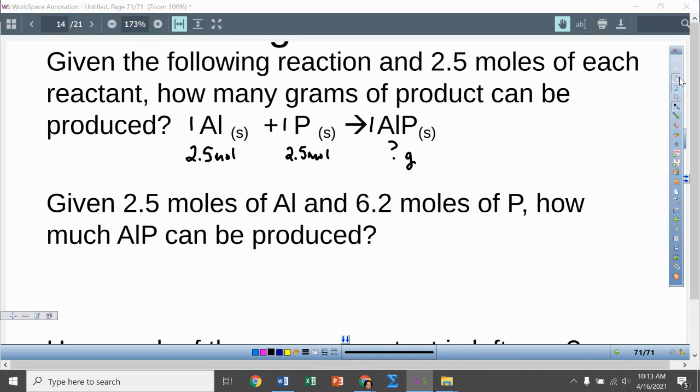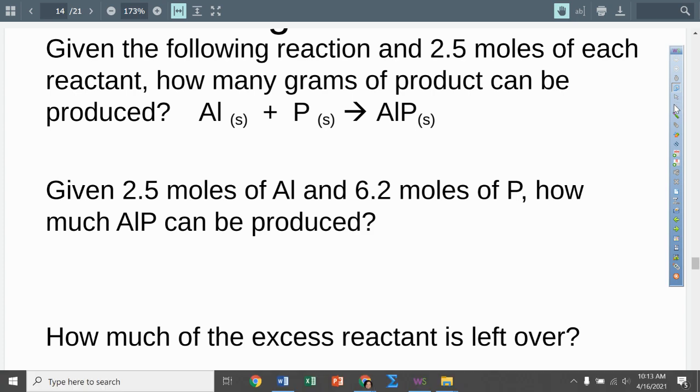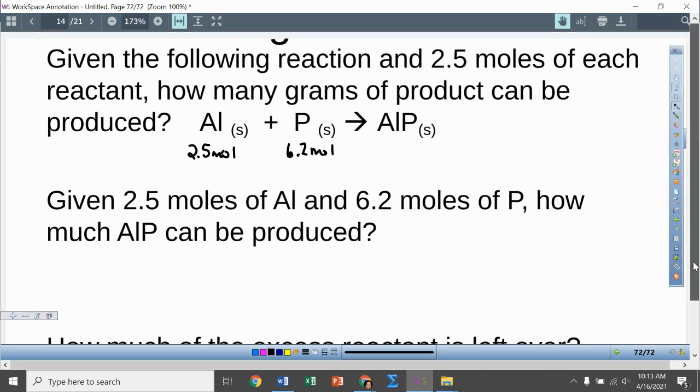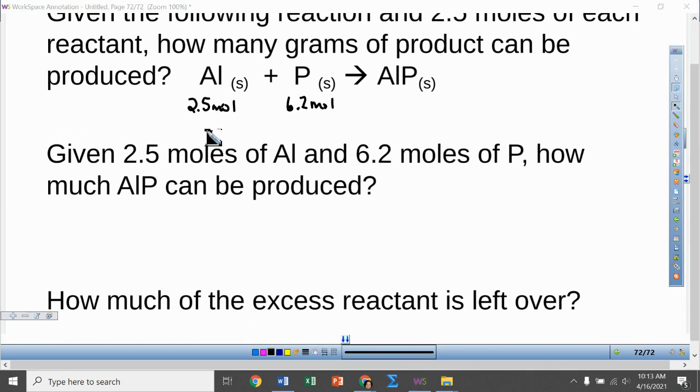Well, let's do something that's a little bit trickier and say, what if I have 2.5 moles of aluminum? And they don't always give it to you in moles, right? Sometimes it's grams. You just have to get it to moles. How much could be produced? Now, again, this is actually fairly simple too, because you're going to say, which one's limiting? Well, clearly it's going to be aluminum, right?